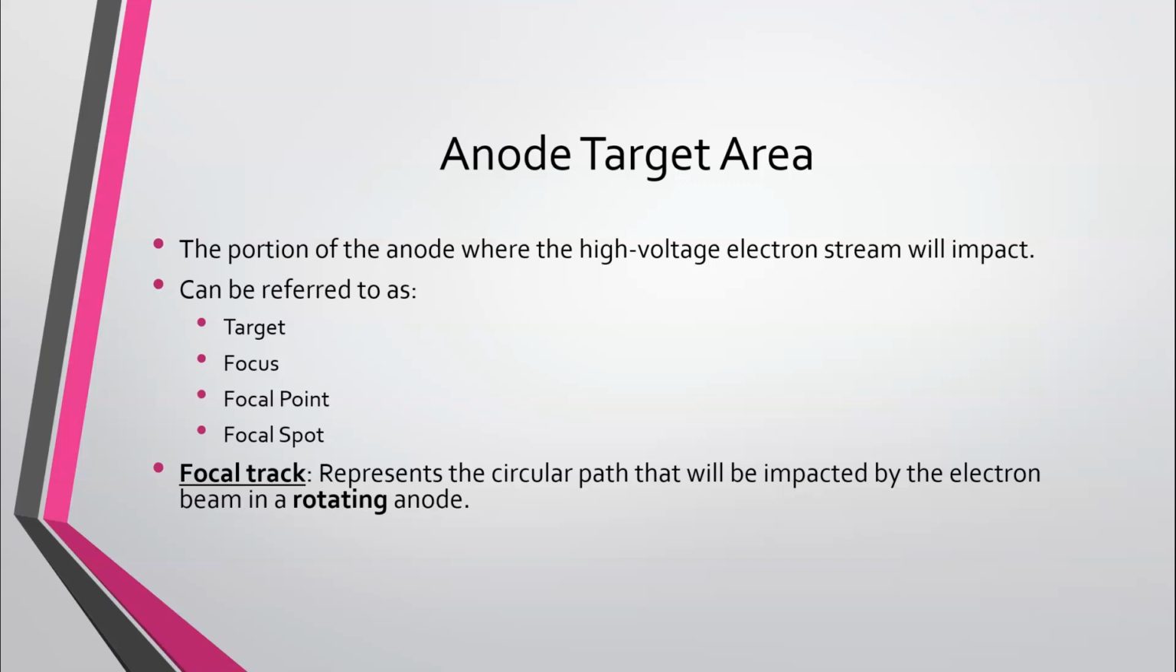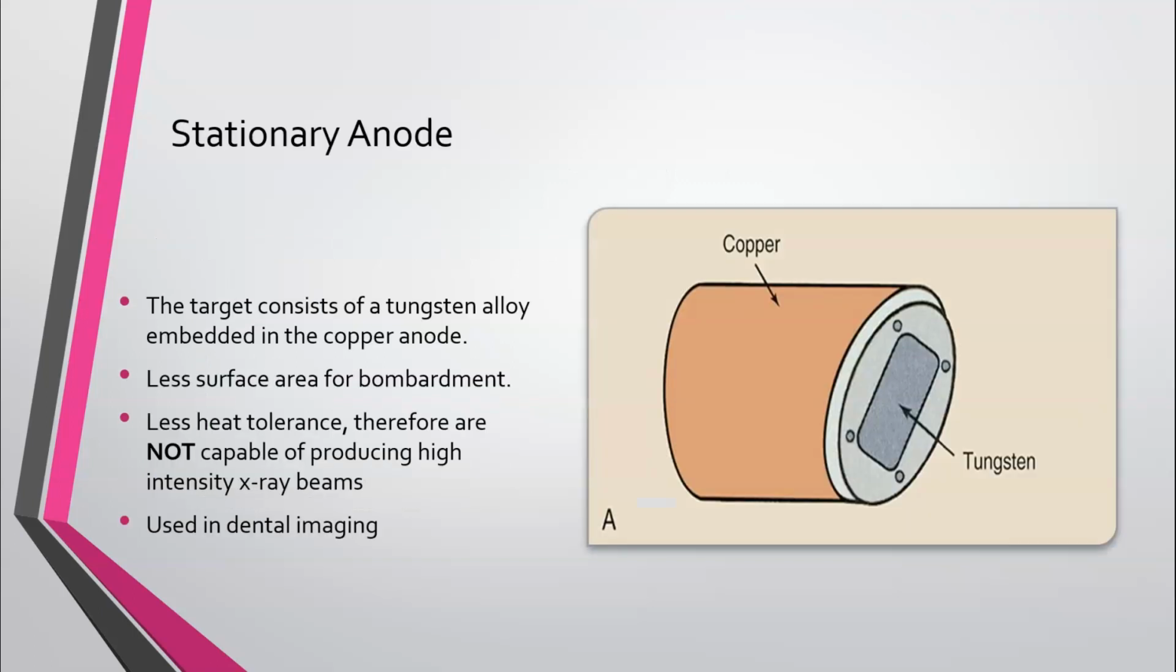So it's continuous, represents a circular path that will be impacted by the electron beam in a rotating anode. Hard for me to say. So stationary, this is what they look like. It's just got a copper base and it's got the tungsten target right there.